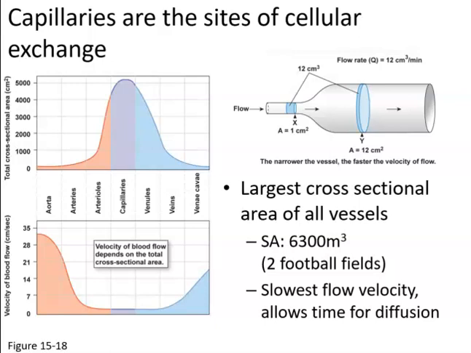Okay, so again, velocity of blood flow is slowest in the capillaries because the total cross-sectional area of the capillaries is quite large. And again, that low velocity flow through capillaries is a very useful characteristic that allows enough time for diffusion.